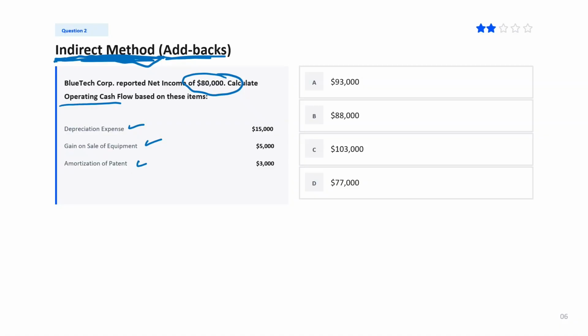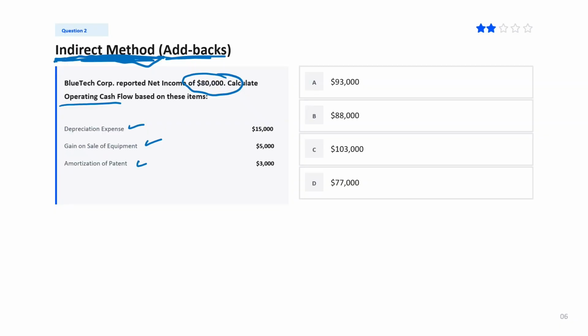And then we need to make the adjustments. So what do we do when we are making the adjustments? We need to ask ourselves this question. Did this item affect the net income? And did it involve cash? If this item affected the net income but no cash, we reverse it, because it was reported in the net income and not really cash.